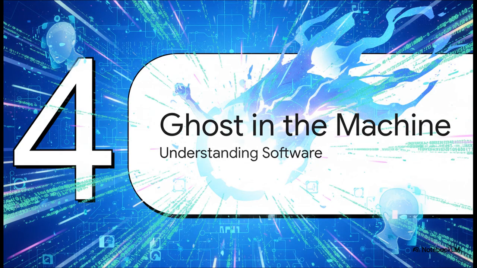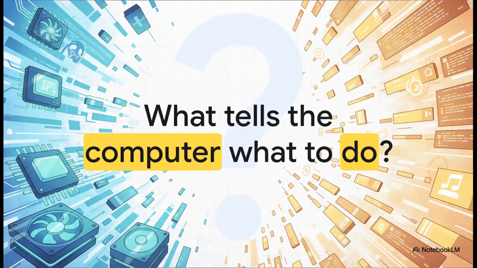Okay, so we've got the physical box, the ports to plug things in, and the networks to connect them. But all of that, it's just a bunch of fancy, silent hardware. It needs instructions. It's time to talk about the ghost in the machine, software. Yeah, I mean, what's the thing that actually gives the orders? What tells the processor what to calculate, or the screen what picture to show? Well, the answer is software.